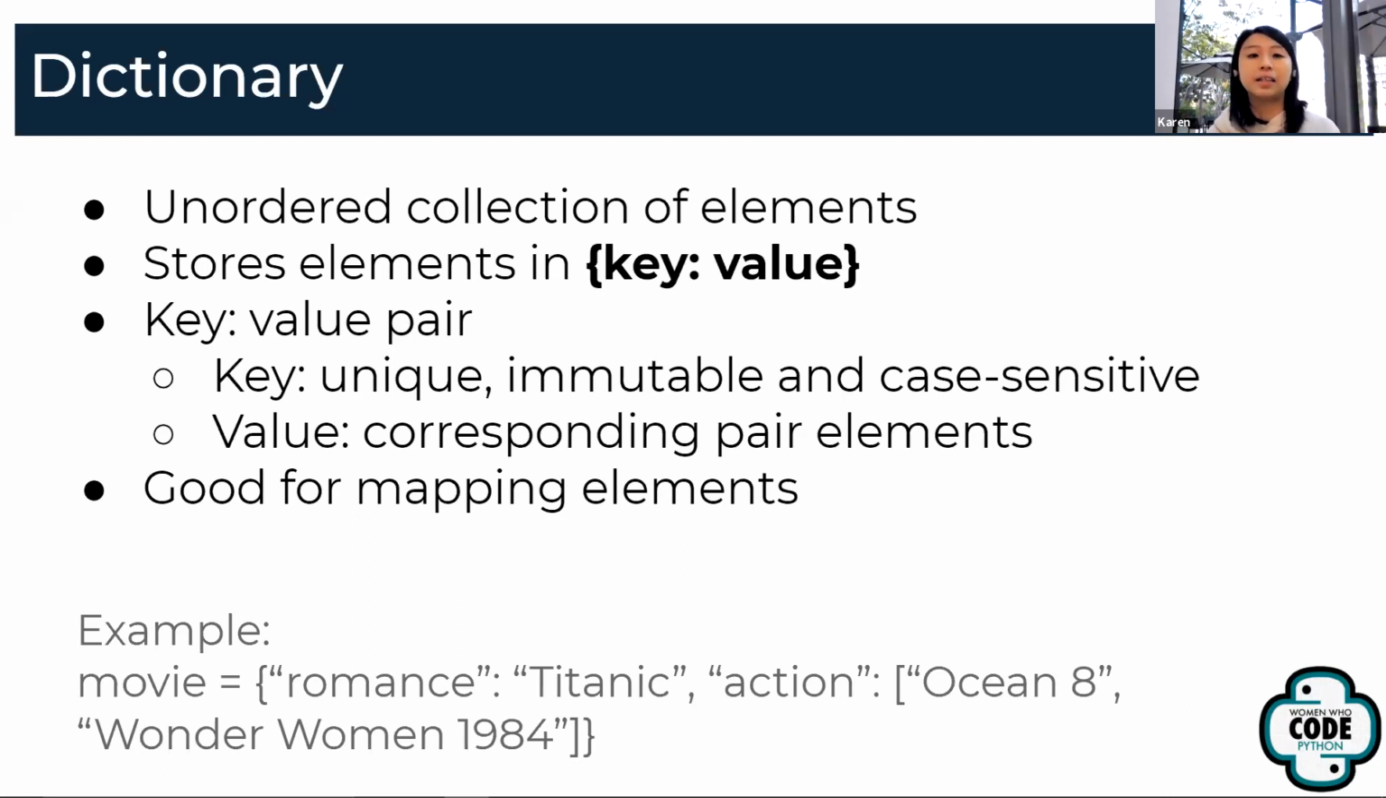It starts with curly brackets, and the signature you may see a lot in the dictionary is the key-value pair. The key is actually a key, like the key that opens the door. It's a unique, immutable, and case-sensitive value. Basically, it's an ID of that list. The value goes along with the key, separated by a colon, so once you call the key, you call the whole value.